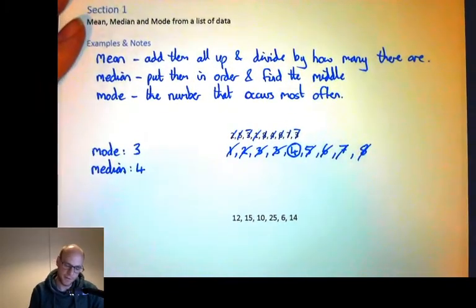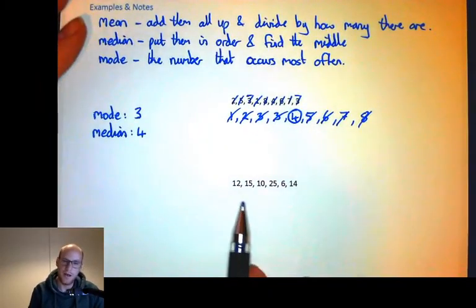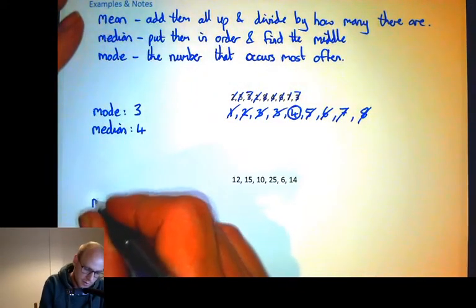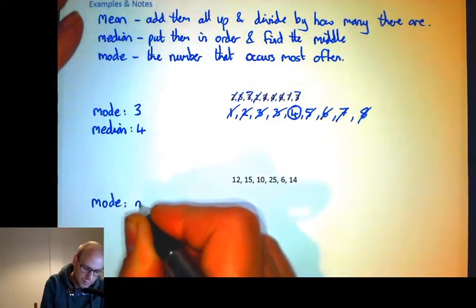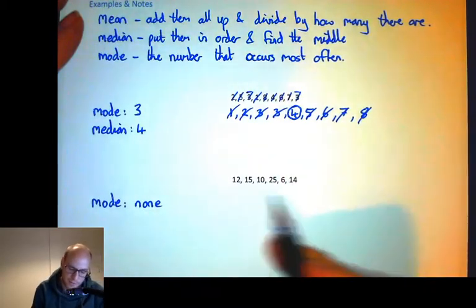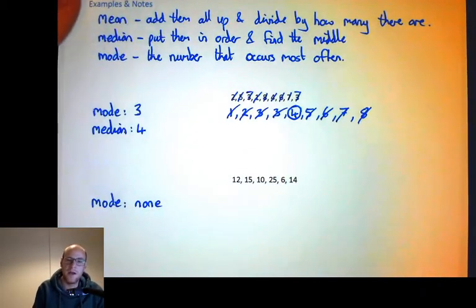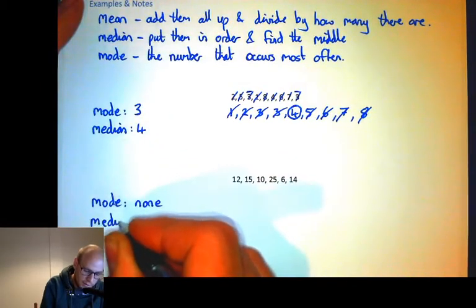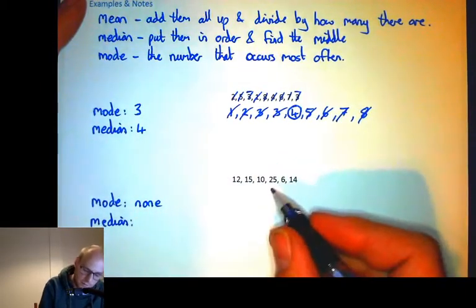Okay, so the second example is a little bit different, and the crucial thing is that there is no mode, because none of the numbers are repeated. They are all totally different. And the median is also going to be a little bit more awkward as well. So in order to do the median, we need to put them in order.